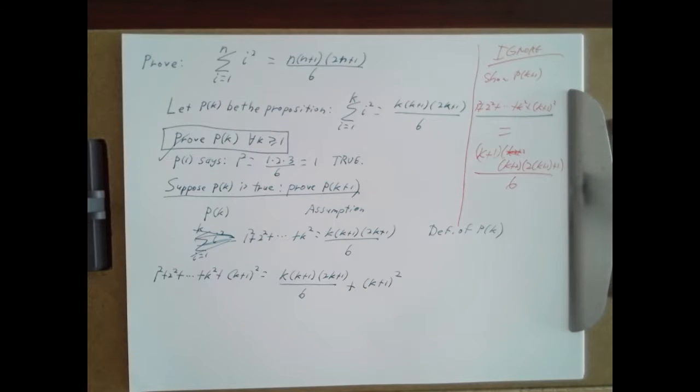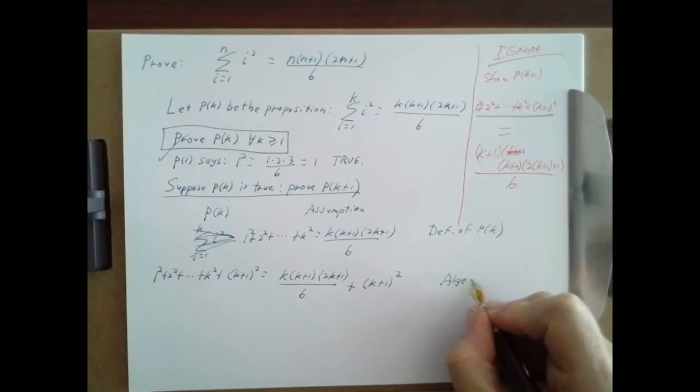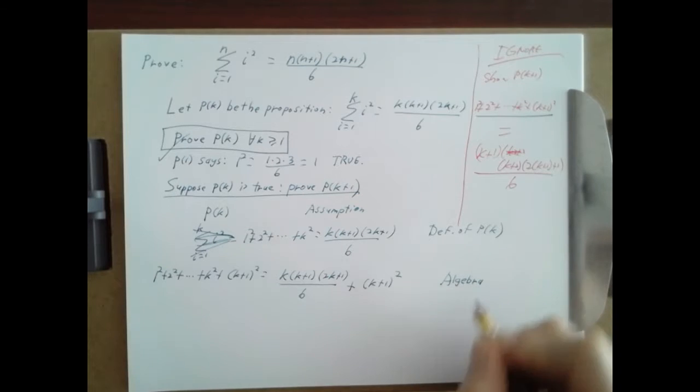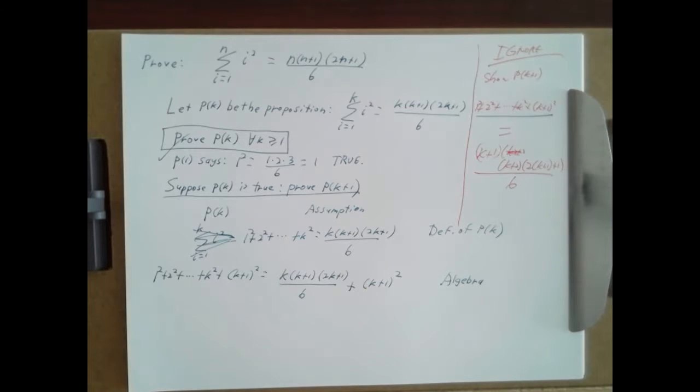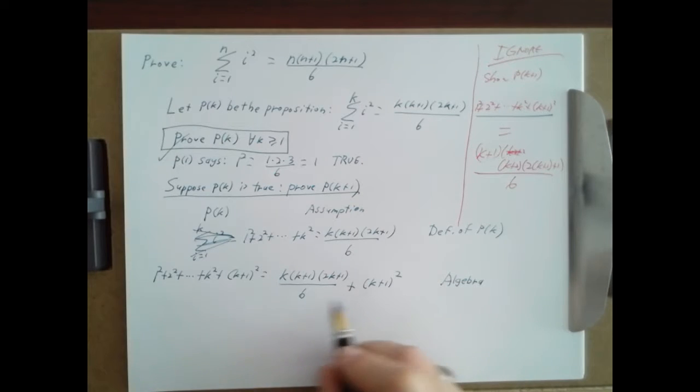Right? And if that previous line is true, this line's certainly true because I added the same thing to both sides. So this is just algebra. But now we want to somehow work this using more algebra and have it end up looking like this thing that we're after. And I don't know how to do this.